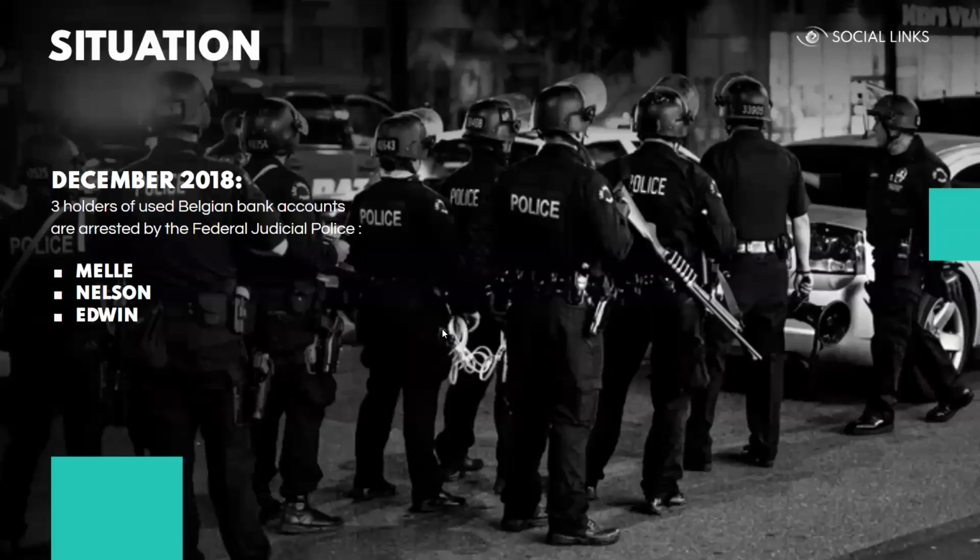To start, in December of 2018, 3 holders of used Belgian bank accounts were arrested by the Federal Judicial Police. I have given them these fictitious names: Melle, Nelson, and Edwin. After their arrest, their homes were searched and they were questioned about their involvement in these facts.